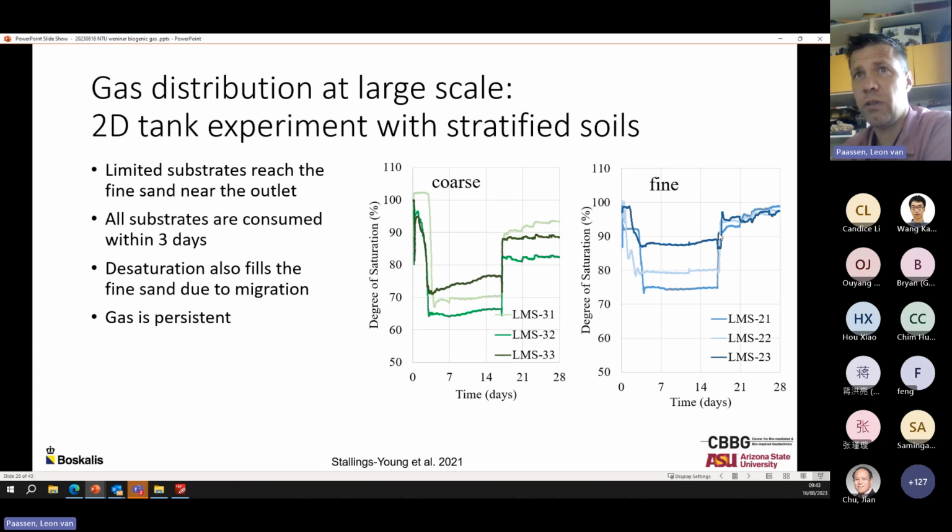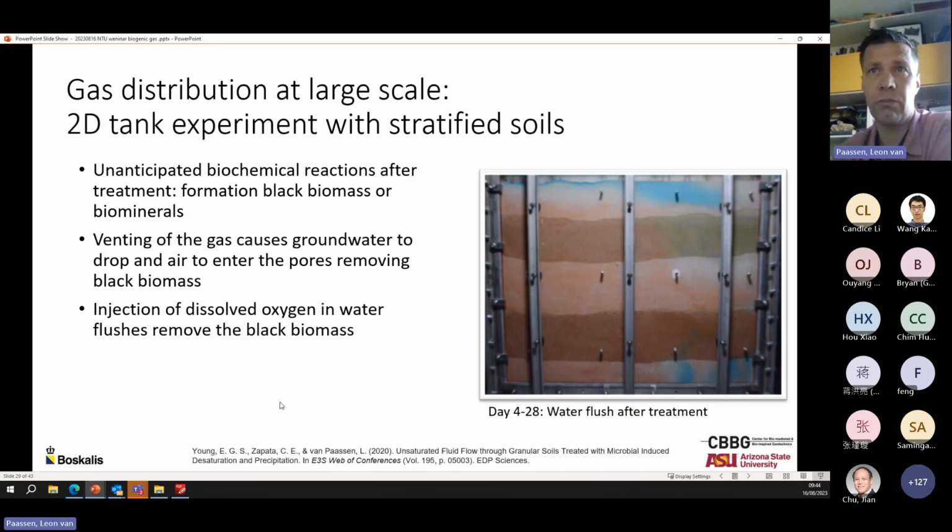Looking at the water flushes after the treatment, we can actually see that, well, you remove quite a lot of the gas, but not all the gas is removed, and there's a residual degree of saturation of 82 to 95%. In the finer grained sand, the removal of gas is a bit more efficient as a result of the water flushes, because probably the formation of gas results in isolated pockets of gas, whereas the migration of gas has continuous gas paths, which are then more easily removed than the entrapped and closed isolated gas pockets. But overall, the gas is persistent after several flushes of water.